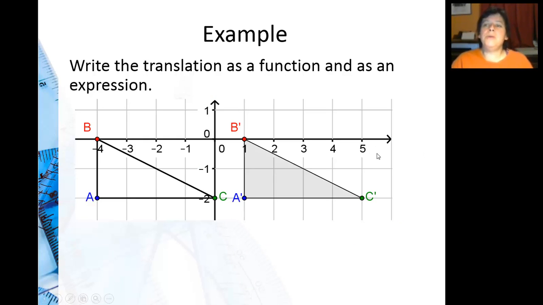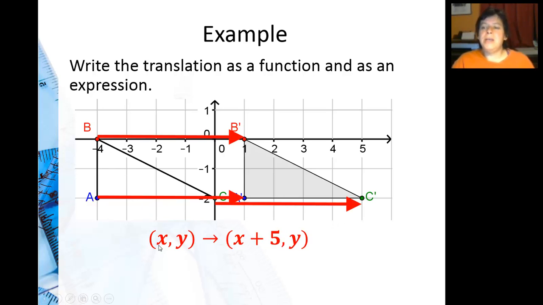So in this example, we're going to write the translation as a function and as an expression. You can see that A moves over 1, 2, 3, 4, 5 units. And so does B, and so does C. So I can say (x, y) goes to (x plus 5, y). There was no change vertically, and that's why the y did not change. I can also say that it's the capital T with the original point and the final point: A prime, B prime, or C prime. Any of those would work.